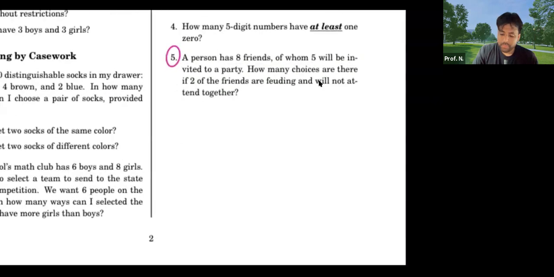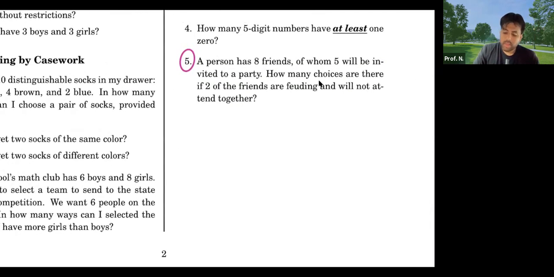Yeah, so they're feuding, right? What does that imply for us? What do we infer from this? If they're feuding, then you can't invite them to the party at the same time. So you see how you can deal with casework here? You can say, hey, what if one of the friends is invited, the other one is excluded? What if the other one that was excluded is invited and the other one that was invited is excluded? You count that. So you can consider this problem from a perspective of casework.